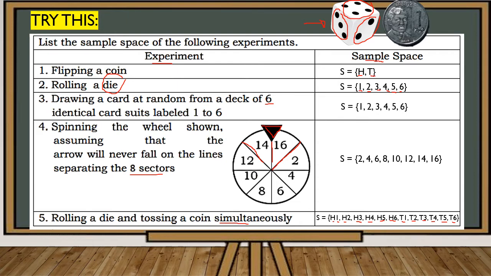You can try that. You can try rolling a die and tossing a coin and see what will occur. I am sure that the result is one of these 12 possible outcomes. Okay? So, did you get all correct answers? If yes, then you are mastering how to get sample spaces.